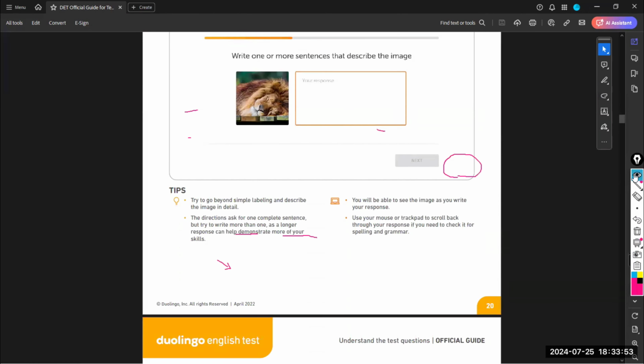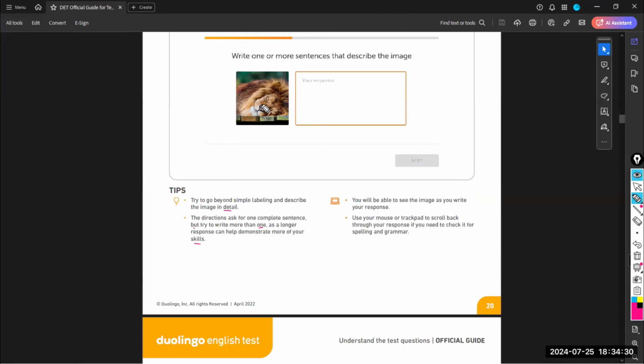Now, let's talk about the tips you have to remember while doing this module. Try to go beyond simple labeling and describe the image in detail. So absolutely, I have to be creative. I have to be descriptive in describing the image. The directions ask you for one complete sentence, but as I told you, try to write more than one, please, as a longer response can help demonstrate more of your skills.